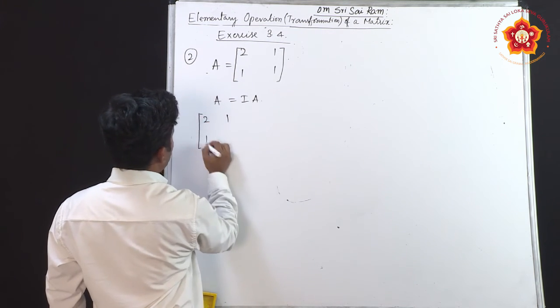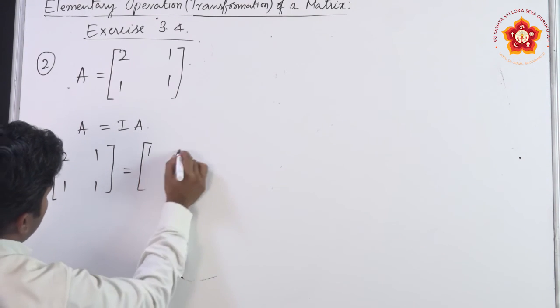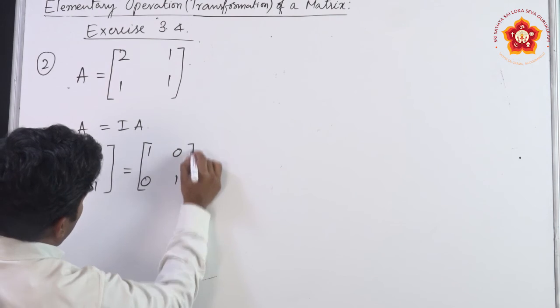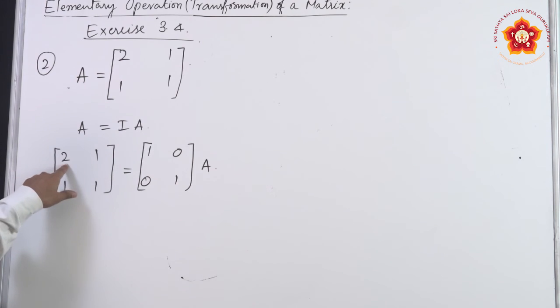So, what is A? A is 2 1 1 1, which is equal to I, that is 1 0 0 1, into A. Now this one I am going to make 0, this one 0, and this one should be 1. So we have to apply the sequence of row transformations here.